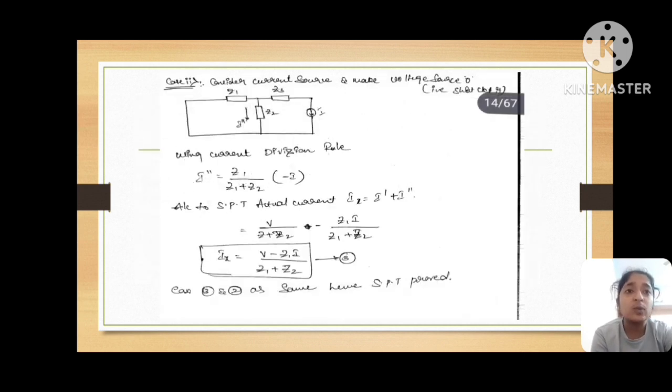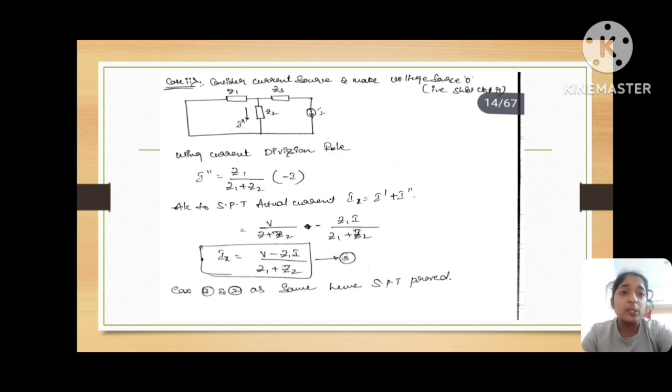After that, case 2: consider the current source and make the voltage source 0. Using the current division rule in the superposition theorem, with the voltage source converted to 0, we get I double dash. The I double dash is equal to Z1 by (Z1 plus Z2) into minus I.